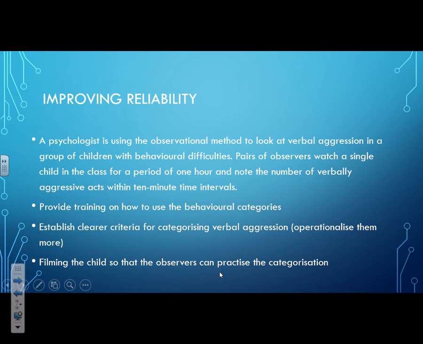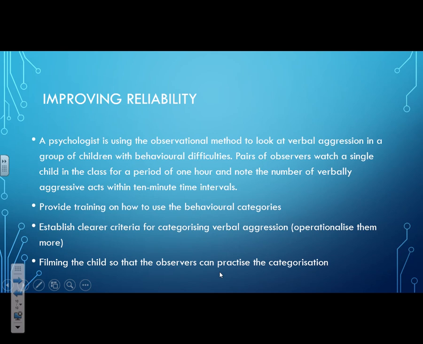Okay, and then improving reliability. The example here: a psychologist is using the observational method to look at verbal aggression in a group of children with behavioural difficulties. Pairs of observers watch a single child in class for a period of 1 hour and note the number of verbally aggressive acts within a 10-minute time interval. So this is a question that was asked on an exam paper, and the suggestions of how to improve reliability were as follows.